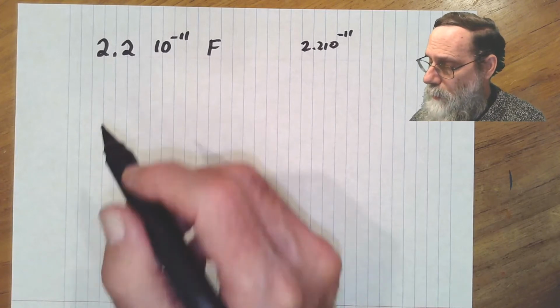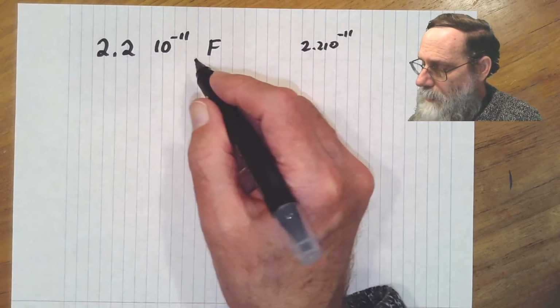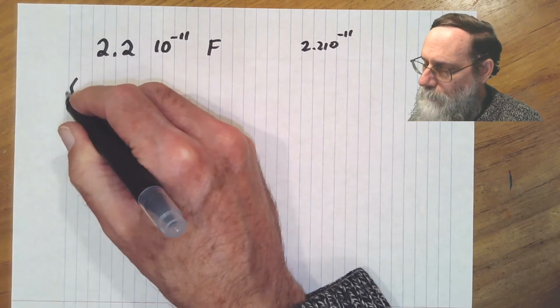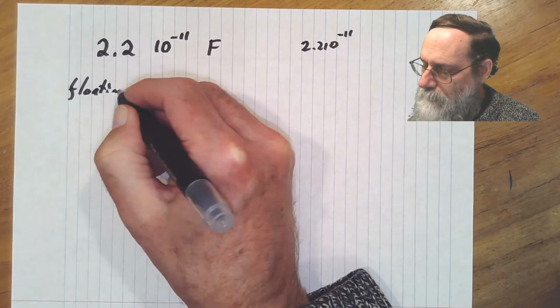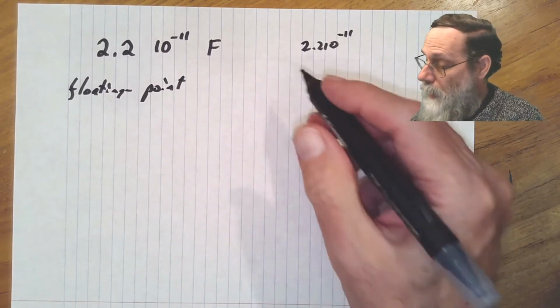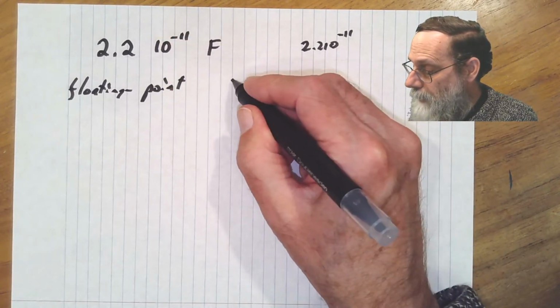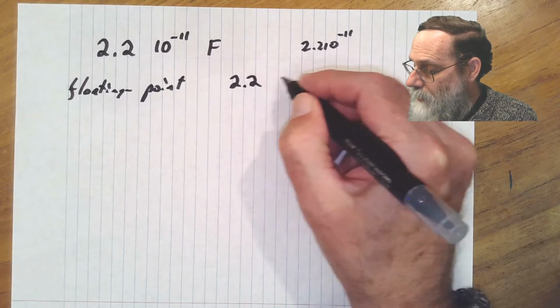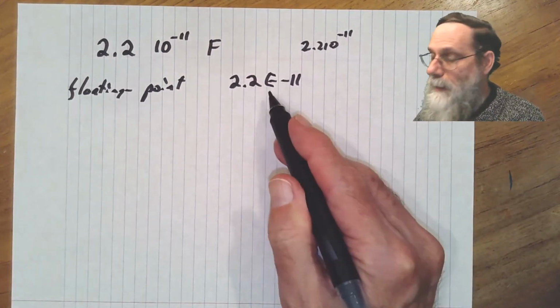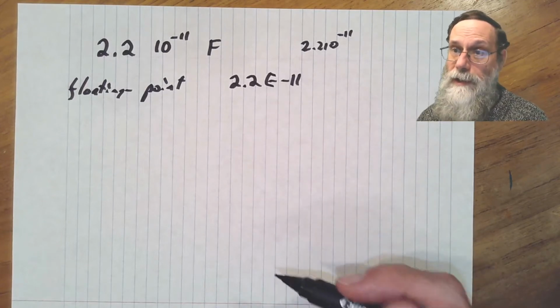There's two things we do. One is to avoid the superscript problem, we use what's called floating point notation. And this is borrowed from programming languages. We would write that number as 2.2 E minus 11. Capital E here so we don't get it confused with the lowercase e that we use as the base of natural logarithms.